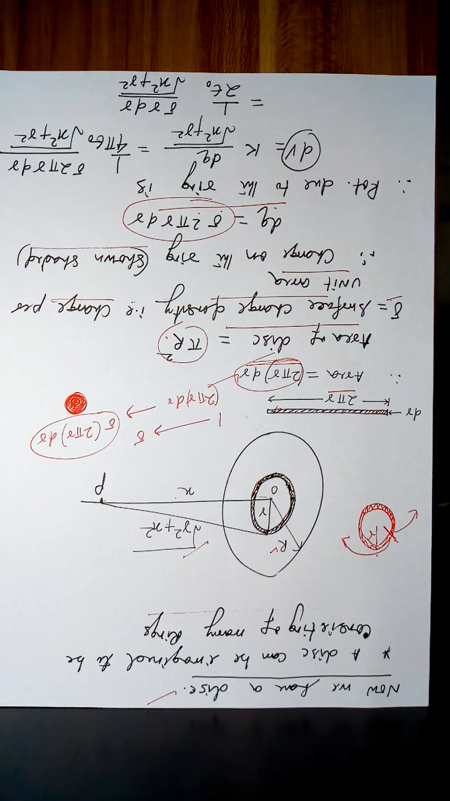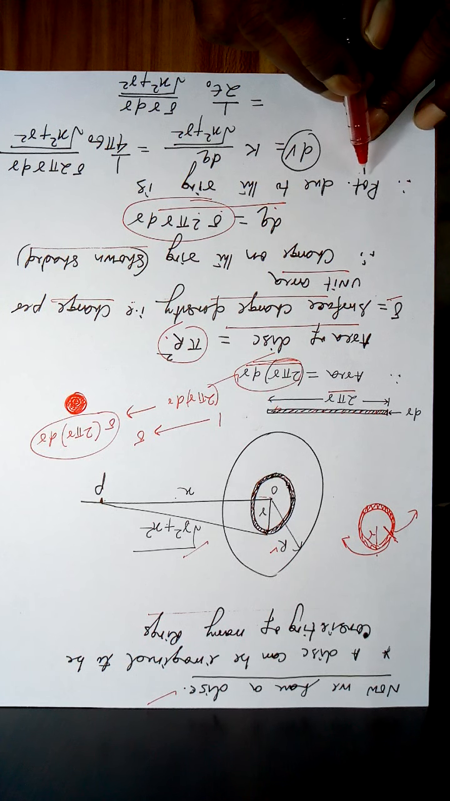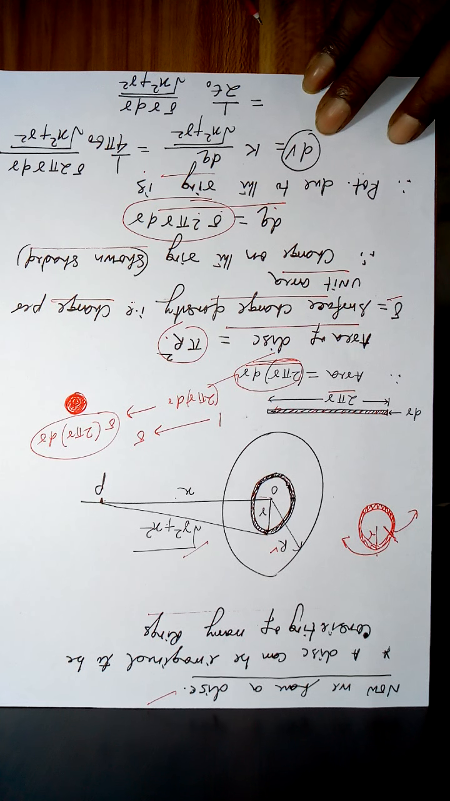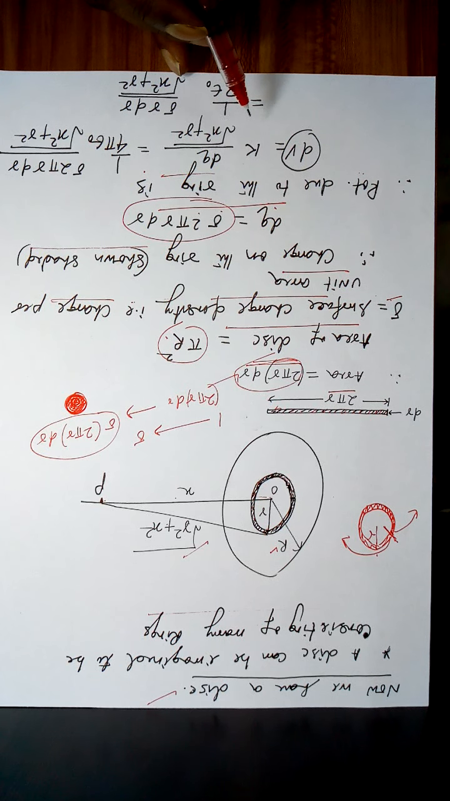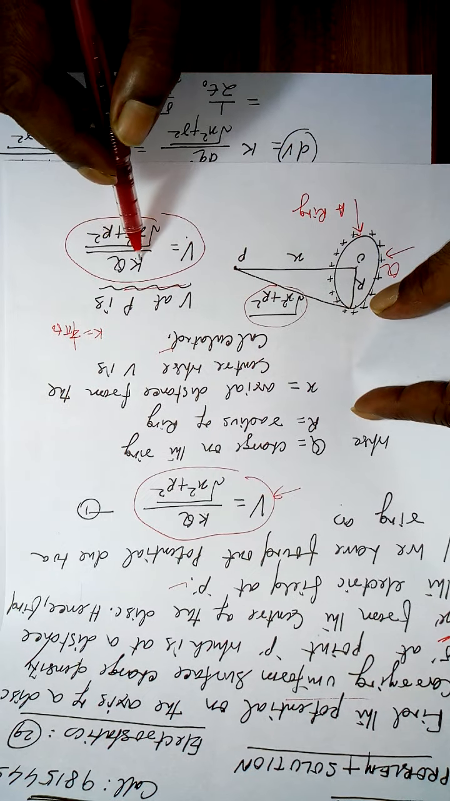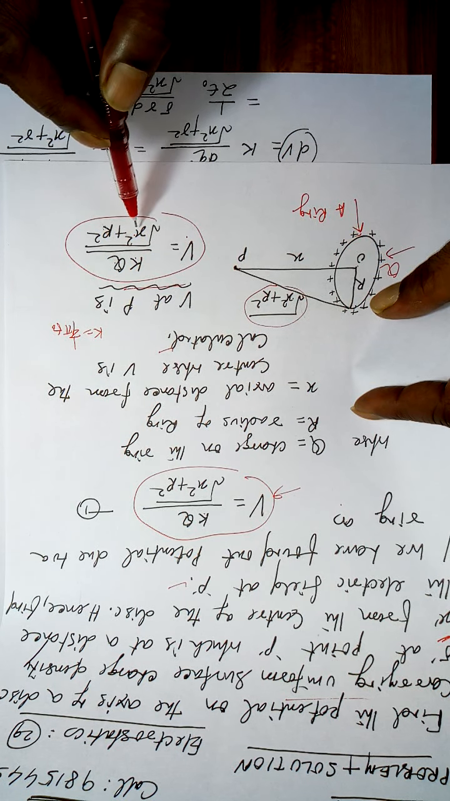Now, the potential due to a ring, which we derived earlier, is V equal to kQ over the square root of x square plus r square.